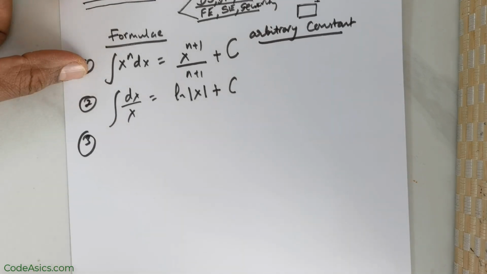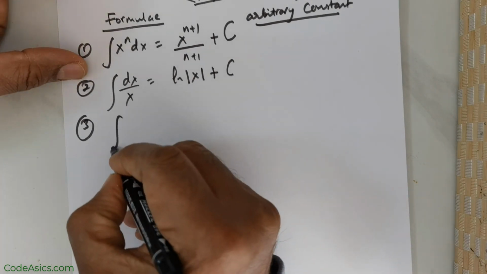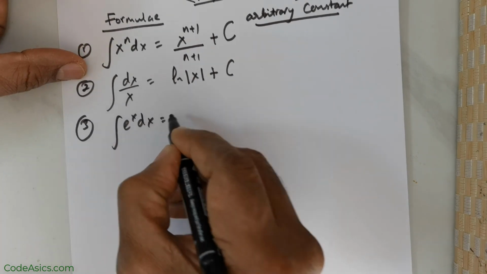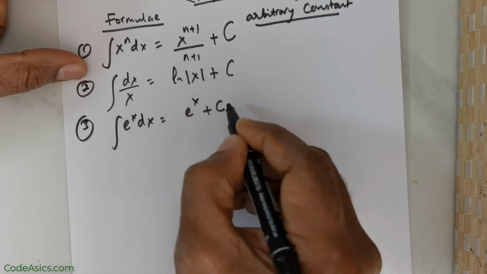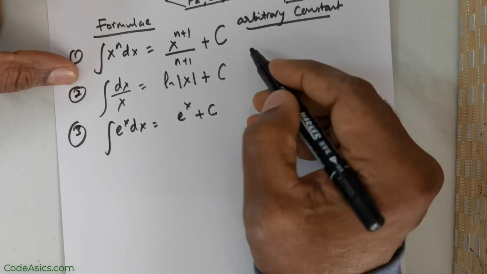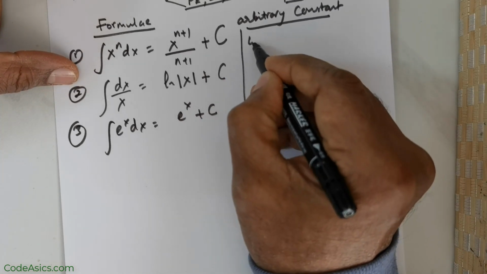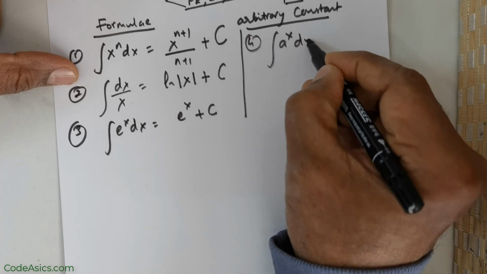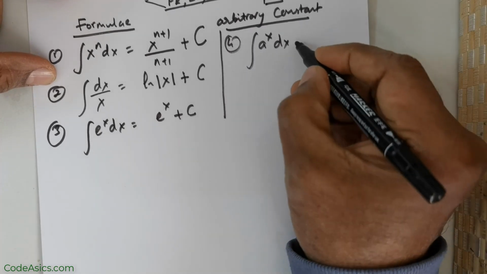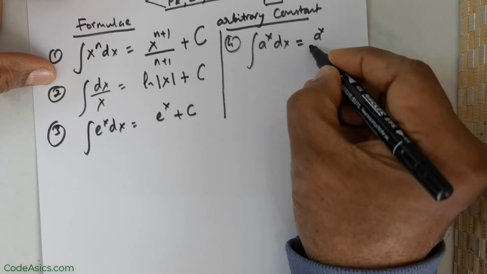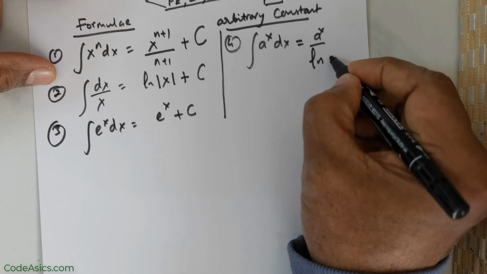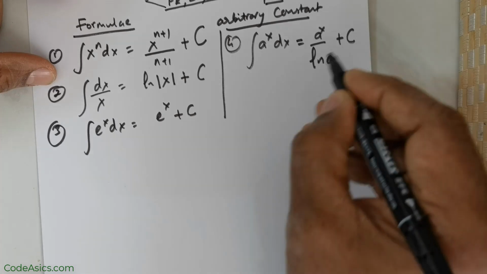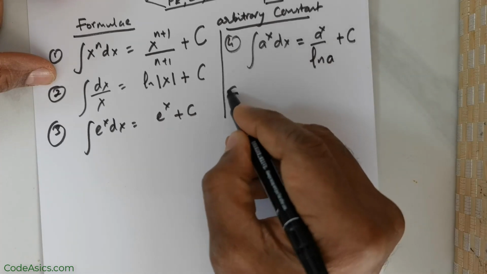Formula number 3, integral e raised to the power of x dx is equal to e raised to the power of x plus arbitrary constant c. Now let me draw a line and put in 4. Integral a raised to the power of x times dx. This is equal to a raised to the power of x over ln a plus arbitrary constant c. This is a very important formula.